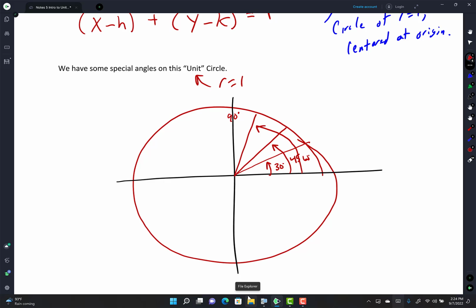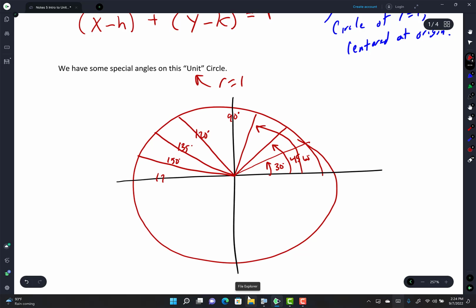From 90, add another 30, so 120. Then you're going to go another 15, so 135. Then you're going to go another 15, so 150. And then that's 180 right here. And you continue the pattern again.